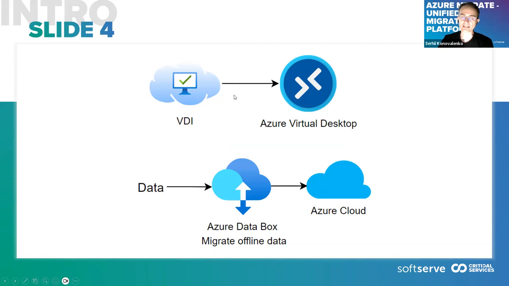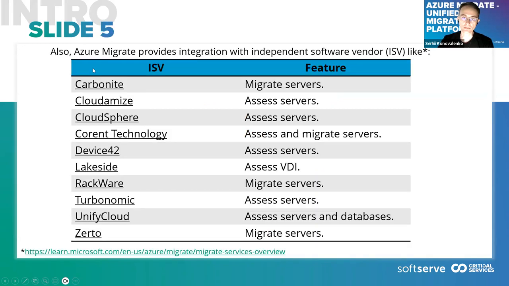Apart from that, we are able to assess our on-premise virtual desktop infrastructure, and Azure Migrate provides appropriate tools for that, and it will be reflected in Azure Virtual Desktop. And the same for data. We can migrate a large amount of data to Azure quickly and in a cost-effective way using Azure Data Box products. Also, Azure Migrate provides integration with third-party independent software vendors to assess, migrate, and perform analysis for our on-premise or cloud infrastructure, or let's say the source workloads that we are going to migrate.